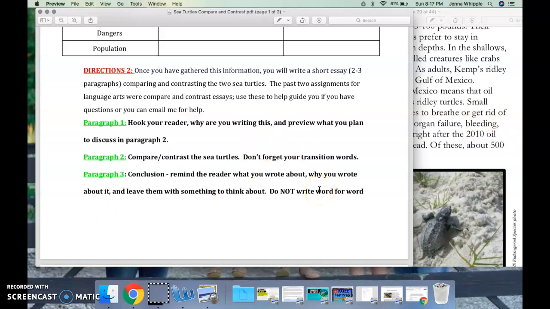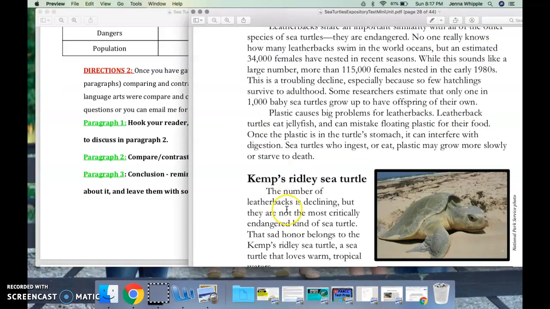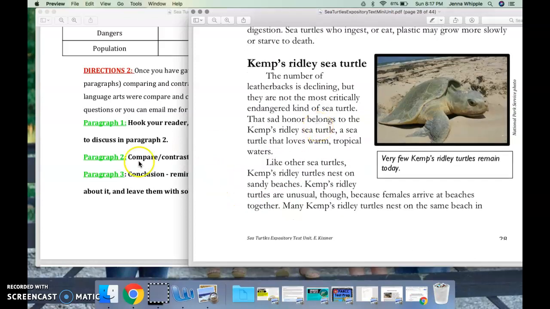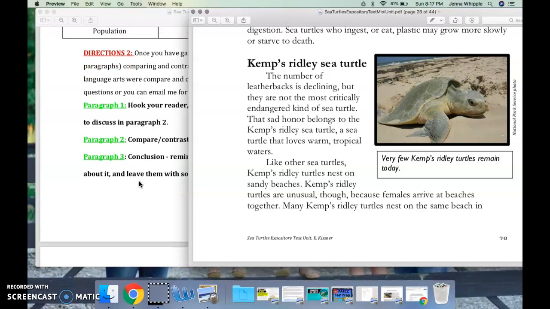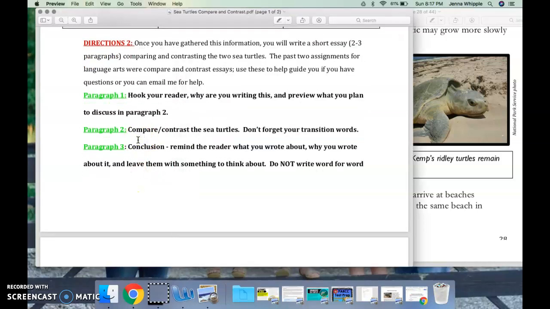I think it would also be neat if you, similar to the articles, had headers about your information bolded. I know it's only 2 to 3 paragraphs, but just try different things. This is an opportunity where you can really be creative in your writing, as well as focusing on what you need to do. Paragraph 3, this is your conclusion.